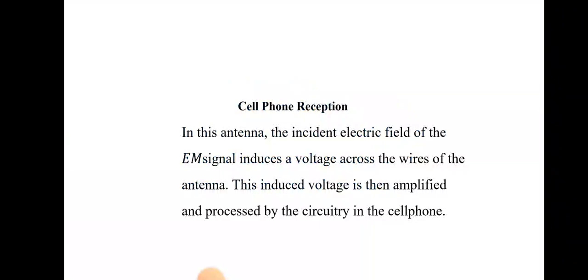In this video, we are going to discuss cell phone reception. In this antenna, the incident electric field of the electromagnetic signal induces a voltage across the wires of the antenna. This induced voltage is then amplified and processed by the circuitry in the cell phone.